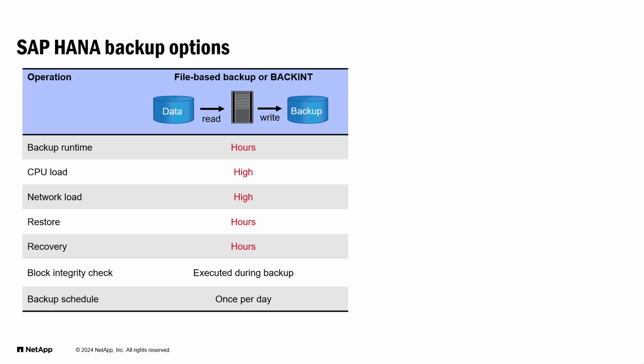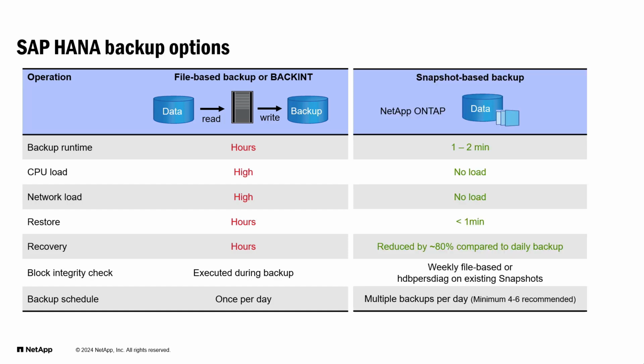Both approaches have a significant impact on the performance of the SAP HANA database. There is additional CPU load at the SAP HANA database server. There's additional I/O load at the primary storage, and there is a load on the backup network. In addition, the backup runtime specifically for larger databases can be significant, resulting in lower operation speed during backups. Therefore, streaming backups are typically scheduled at most once per day. The restore and recovery process can also be a challenge due to the long runtime of multiple hours, specifically with larger databases.